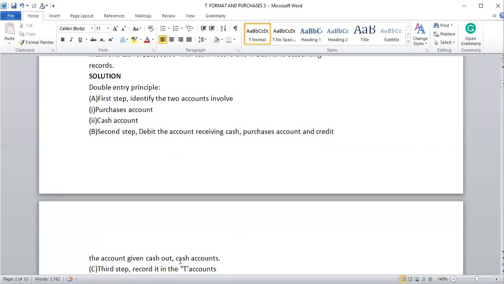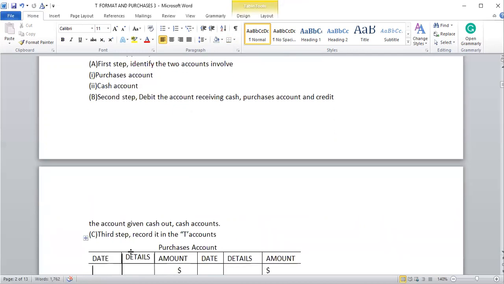So for the above question, the first thing that you should do, according to the double entry principle, is to identify the two accounts involved, and they are the purchases account and the cash account. Then the second step, you have to debit the account receiving, in this case the purchases account, and credit the account giving, that is the cash account. Then the third step is that you record in the T format.